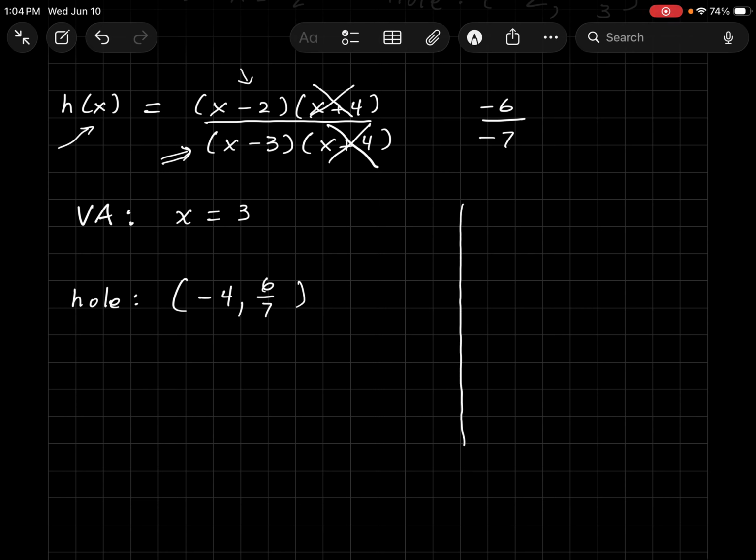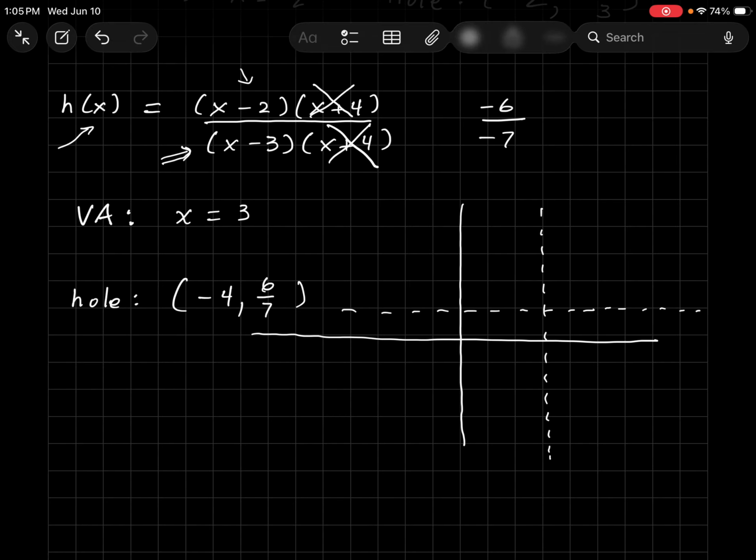I'm going to set it up. I know that there's a vertical asymptote at x equals 3. I know there's a horizontal asymptote at y equals 1. You don't need to know why now. That'll be my next video. And I know that there is a hole at the point -4 comma 6/7. So slightly below 1.